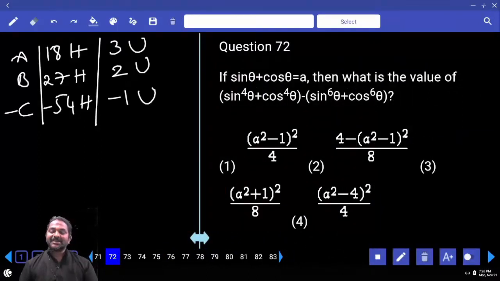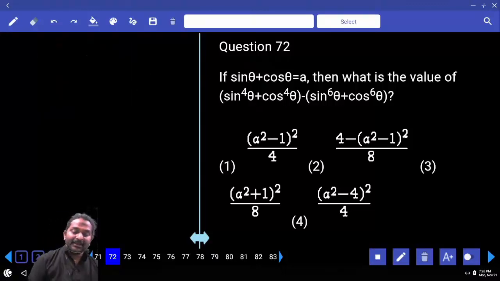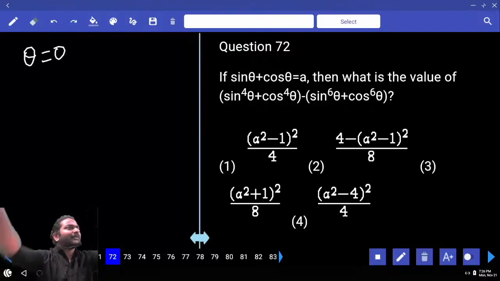Cos theta plus sin theta cos theta is equal to A. Then what is the value of this much? Instead of solving this, substitute a value, that becomes easy. I'll keep theta is equal to 0. You may keep whatever you want.